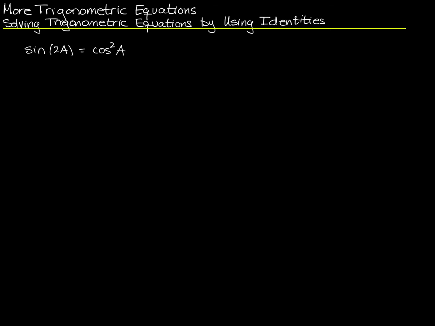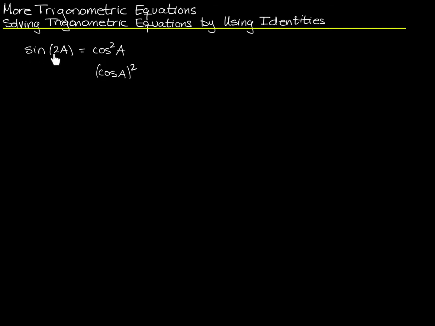For example, if I'm given this equation, the sine of 2a equals the cosine squared of a, then I have a couple of options, but the one that comes to mind first for me is the fact that I know a formula for the sine of 2a. So if I change this left-hand side so that it's in a different form, that may get me farther forward in solving this equation. The right-hand side is only a cosine of a. I can write this as the cosine of a all squared.